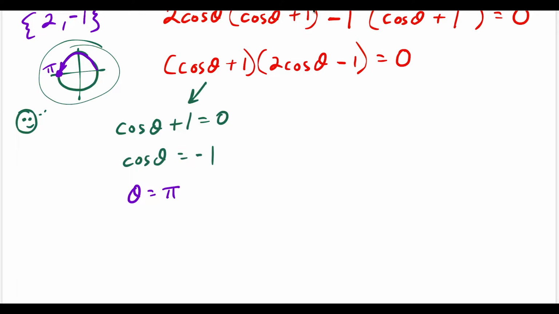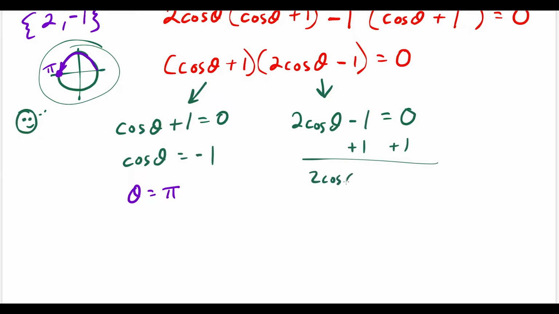So now for the next part, what we could do is we have 2 cosine theta minus 1 is equal to 0. And from here, what we're going to do is add 1 to both sides. And we have 2 cosine theta equals 1. And then we can rearrange this to cosine theta equals 1/2. And this is after we divide both sides by 2. So now what we have here, we have cosine theta equals 1/2.